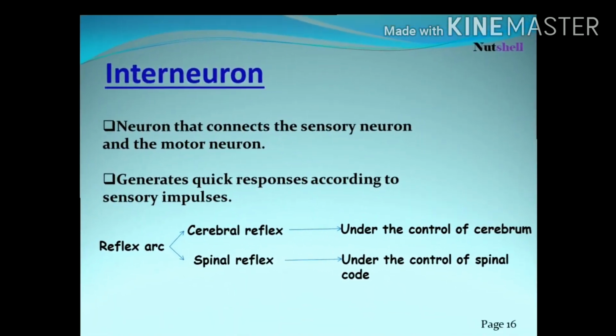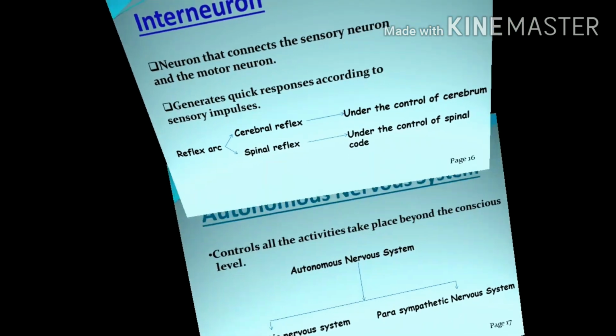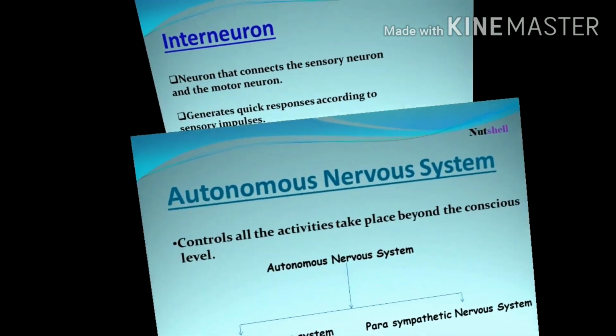The main part in the reflex arc is the interneuron. The neuron that connects the sensory neuron and the motor neuron is called the interneuron. This interneuron generates quick responses according to sensory impulses. Based on the controlling organ, reflex arc can be classified into two: cerebral reflex and spinal reflex. As the name indicates, cerebral reflex is controlled by the cerebrum and spinal reflex is controlled by the spinal cord.